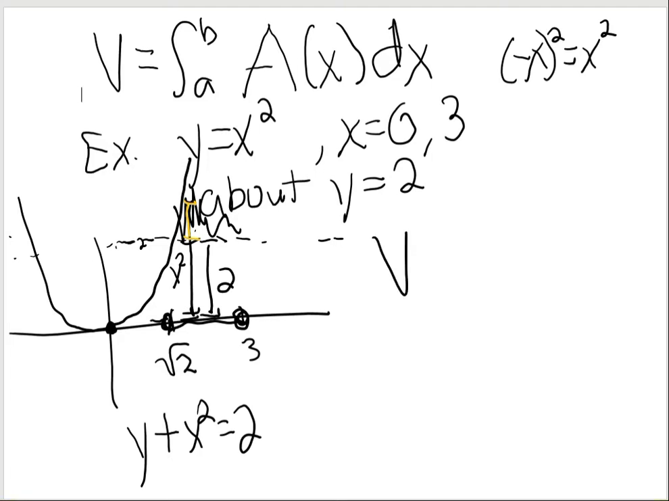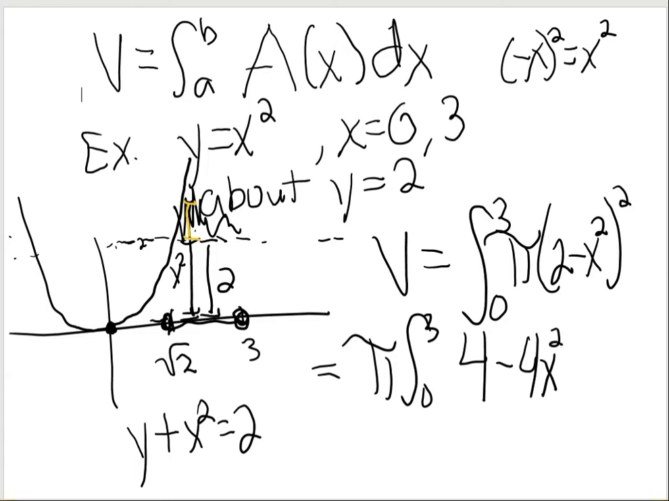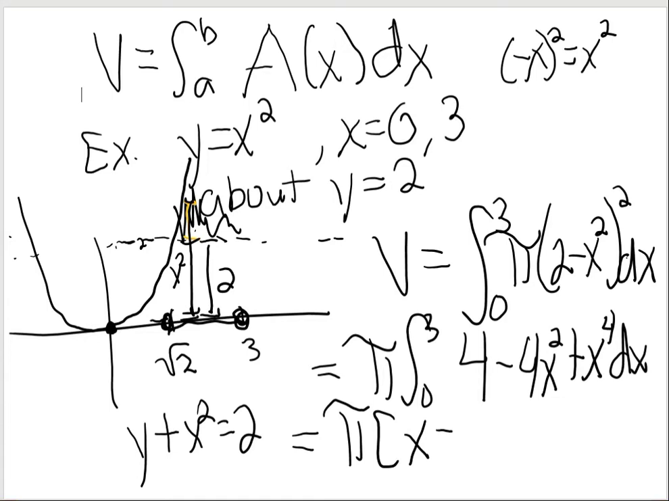Okay, so for this volume, it's going to be, what, the integral from 0 to 3 of pi times (2 minus x squared) squared. Or we can expand this to the integral from 0 to 3 of 4 minus 4x squared plus x to the fourth. Oh, and remember the dx's. So this will be pi, and then you have 4x minus 4/3 x cubed plus 1/5 x to the fifth, evaluated from 0 to 3.